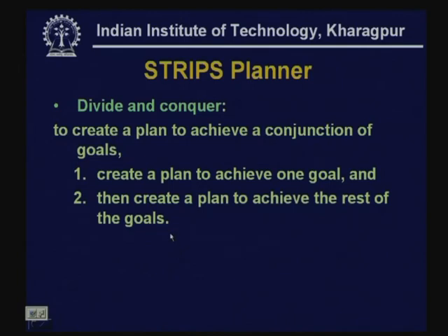Usually we serialize the goals. First we achieve one goal, then we have the problem of achieving the rest of the goals until all the goals have been achieved. So, in STRIPS we divide the goals and then achieve one goal at a time.